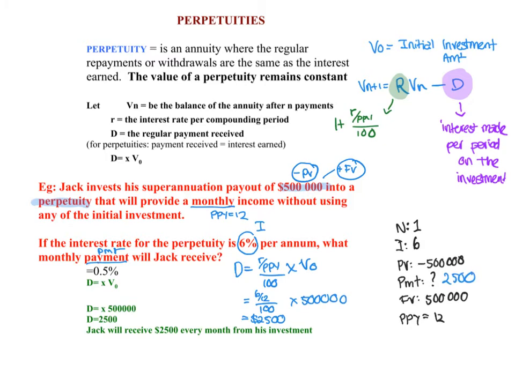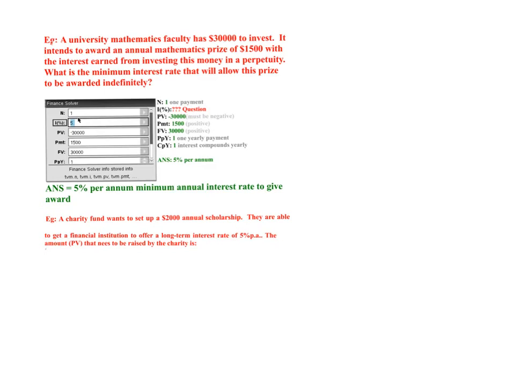So same way. Okay, a university mathematics faculty has 30,000 to invest. So here we've got 30,000. It intends to award an annual mathematics prize of 1,500 with the interest earned from this investment, in a perpetuity. So now I know that this is a perpetuity. I'm going to say this is my PV, and that is a negative, and it'll also be my FV as well, which will be a positive.